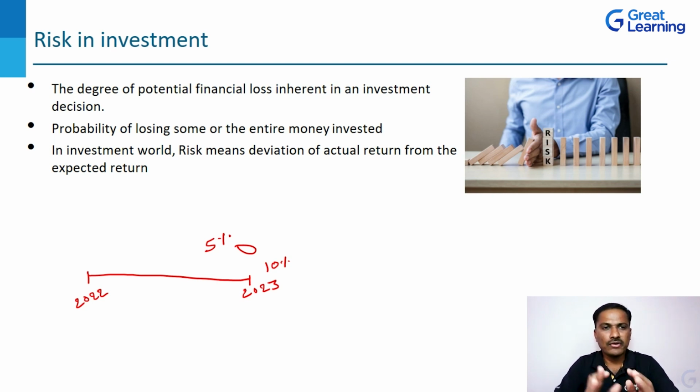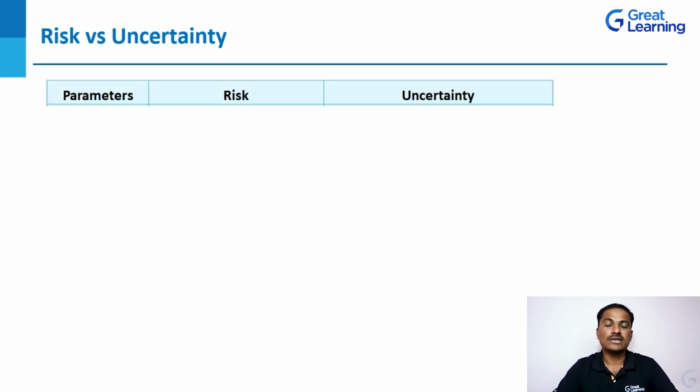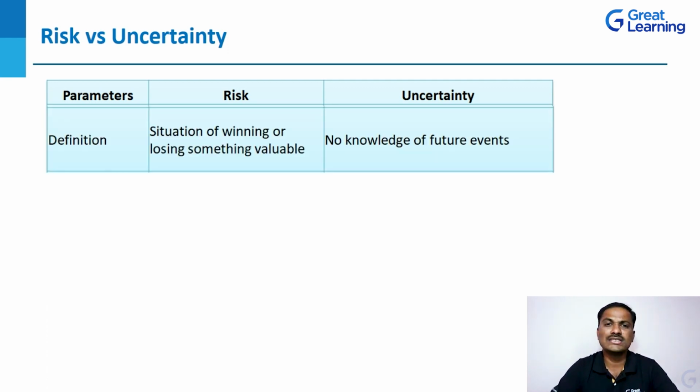Now, when we were talking about risk in investment, we talked about a lot of uncertainty and a lot of risk. Now, many times we hear people talking about risk. They talk about uncertainty and they consider both are interchangeable words. No. There is significant amount of difference between these two terms, risk and uncertainty. Now, what is the definition of risk? Risk is a situation of winning or losing something valuable. That is risk. Now, what is uncertainty? No knowledge of future event.